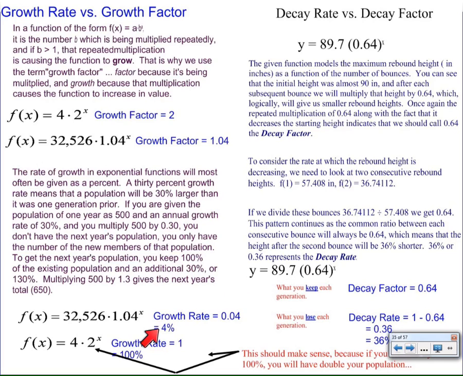So here, what's the difference? We're going to keep 100% plus an additional 4%. That gives us growth rates and growth factors. Here, we're going to keep 100% less 64%, which means we lose 36%. So basically, we subtract to find our decay rate from 1. We add to 1 to find our decay factor.